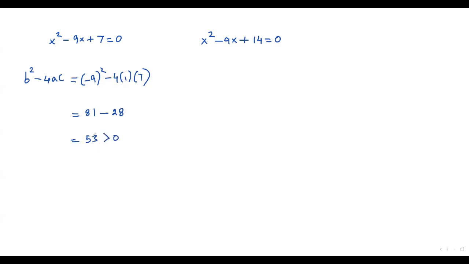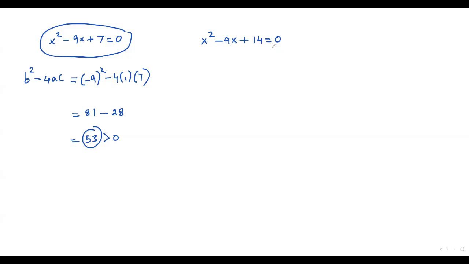Since the value of the discriminant b² − 4ac is greater than 0, this quadratic equation will have two real roots. But the value of the discriminant is not a perfect square. I mean, this 53 is not a perfect square. Since this 53 is not a perfect square, the two real roots we are getting for the first quadratic equation will be irrational. So we don't get rational roots for this first quadratic equation. So we can skip the first one.